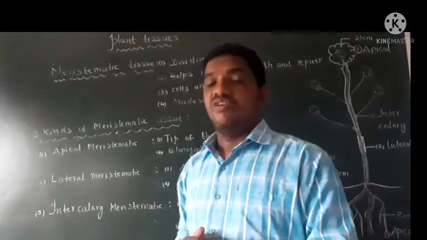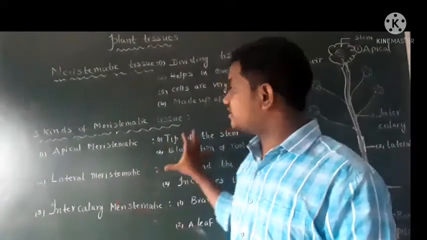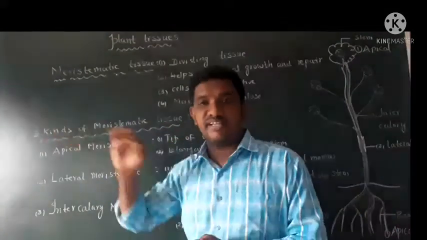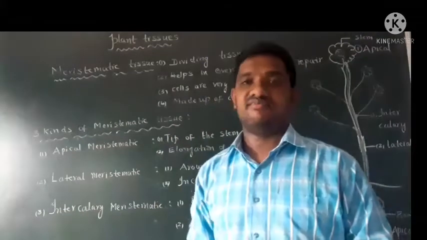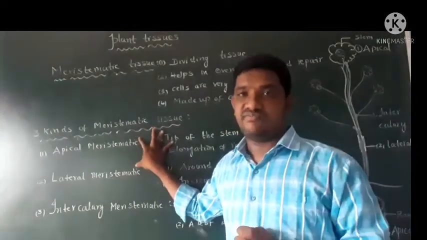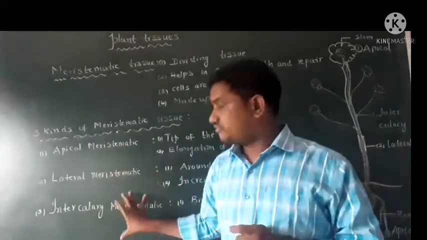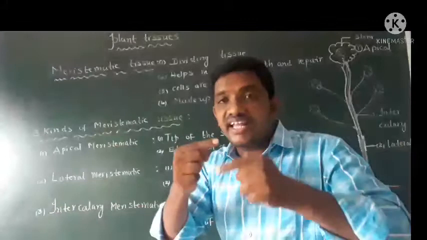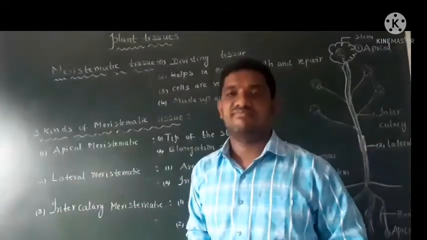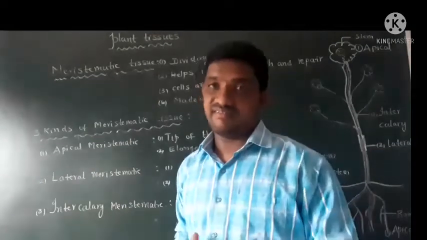Next one, what are the kinds of meristematic tissue? There are three kinds of meristematic tissues. The first one is apical meristematic tissue. Second one is lateral meristematic tissue. Third one is intercalary meristematic tissue. Very easy to identify.